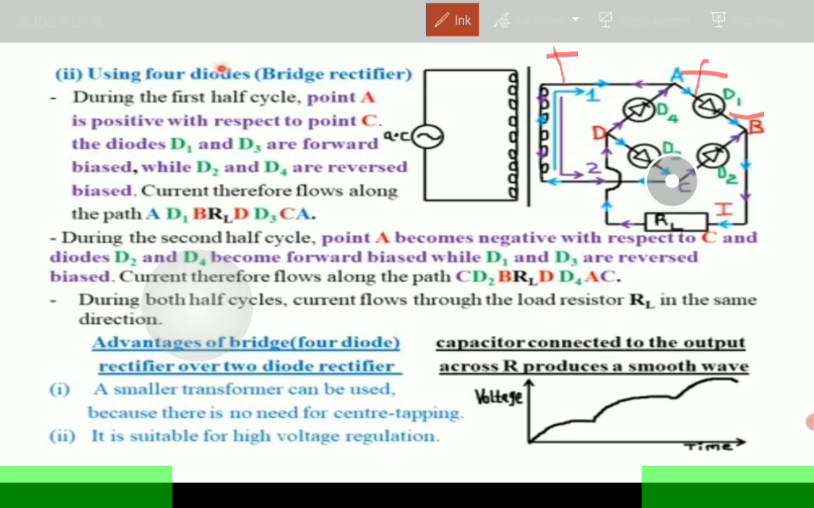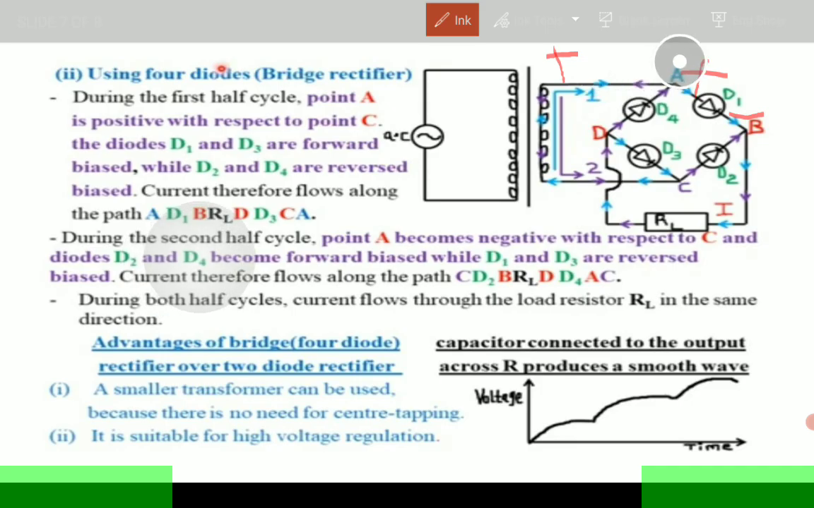So that current therefore is going to flow along path A to D1, then B, then through the load, the resistor here, and then to D, then through D3, then back to A, like that. The path that I've labeled with blue ink. Take note of that.